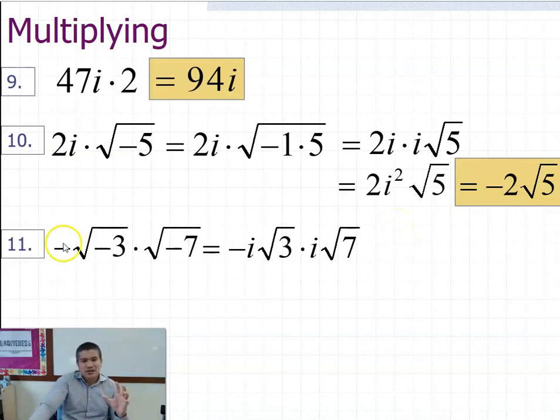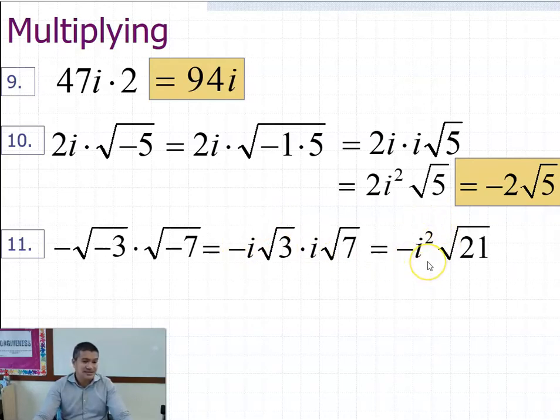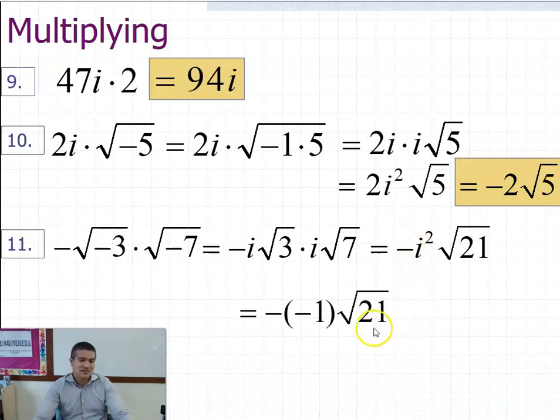Next, negative square root of 3 times square root of negative 7. Because we will make this one as negative 1, right? So therefore that will give you negative i, now multiplied by, here we'll have i. And then negative i times i will give us negative i squared. And then i squared is equal to negative 1. So negative 1 times negative 1 will give us a positive result. That will give us square root of 21.